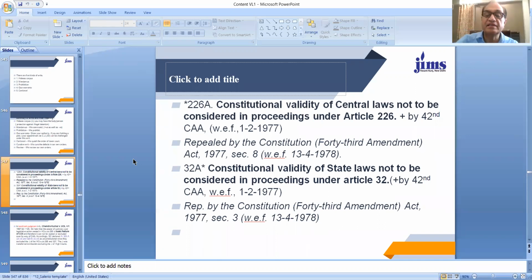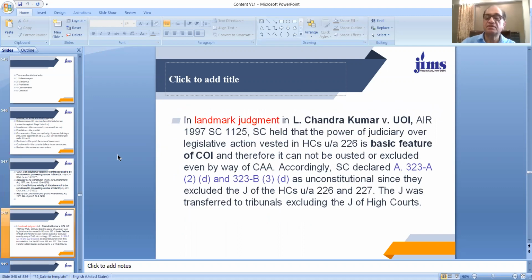But these two articles, 32A and 226A, which were added by the 42nd Constitutional Amendment Act, were repealed by the 43rd Constitutional Amendment Act. So the present position of law is that the Supreme Court can test the validity of central as well as state laws, and likewise high courts are also empowered to test the validity of state as well as central legislations.